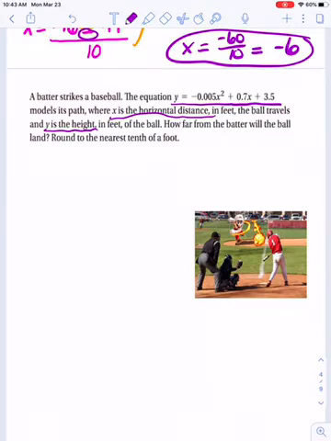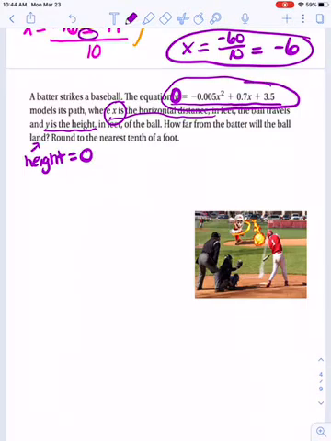So x is the horizontal distance, so we want to figure out what x is, right? And it says when the ball is going to land. So if we think about it, when the ball lands, what is the height going to be of the ball? Well, when it lands, the height should be 0 when it hits the ground. So that means if we want to find x, we know that y is going to be 0 because y represents the height. So here's my quadratic that I have to solve for x.